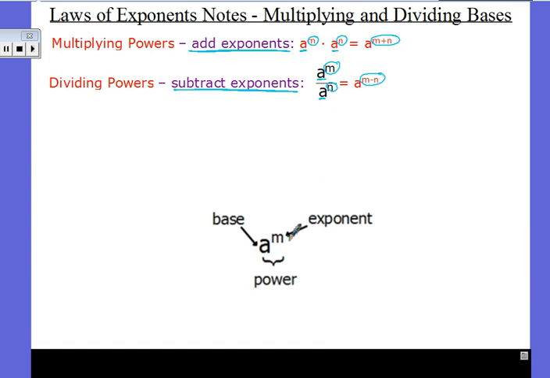Okay, and just a quick review. A power is the entire part of something that contains a base and an exponent. The base is the bigger number, and the exponent is the smaller number.